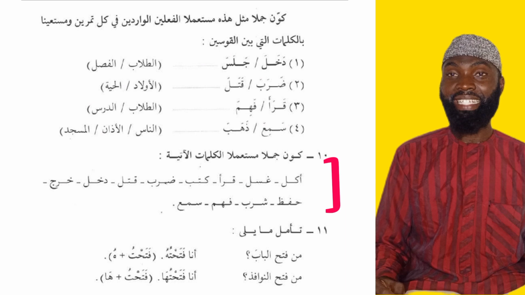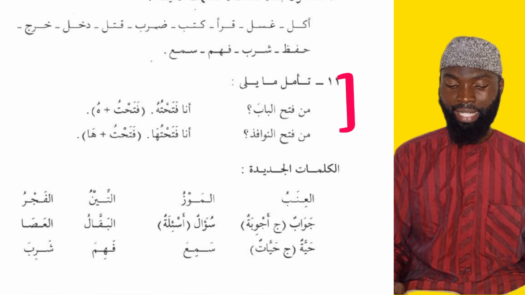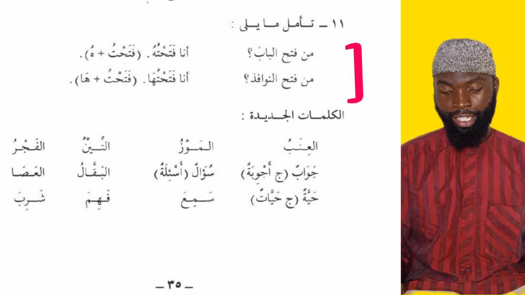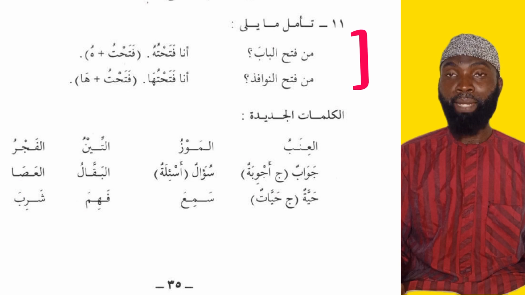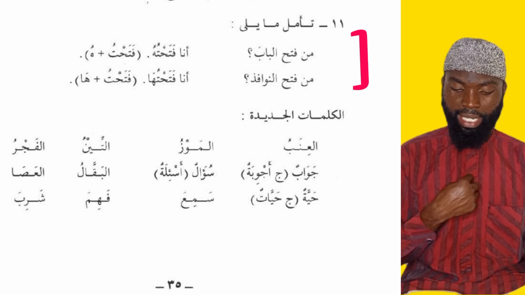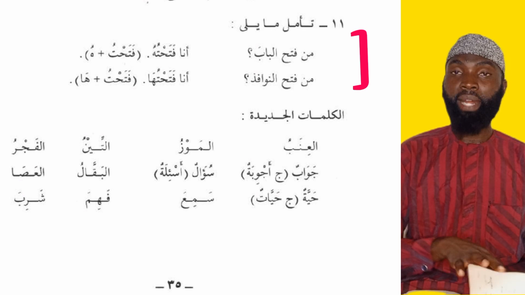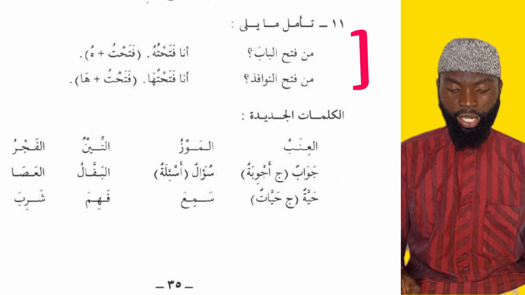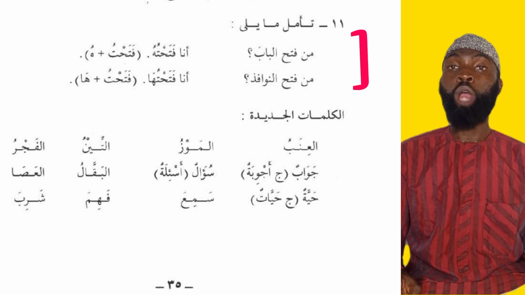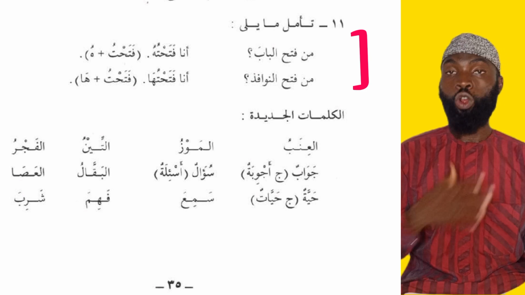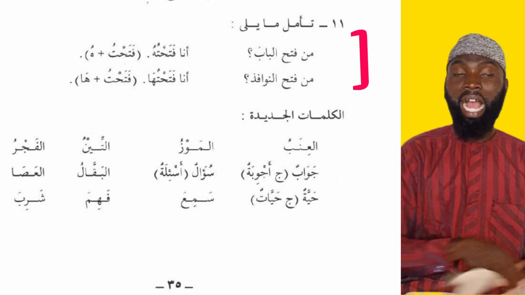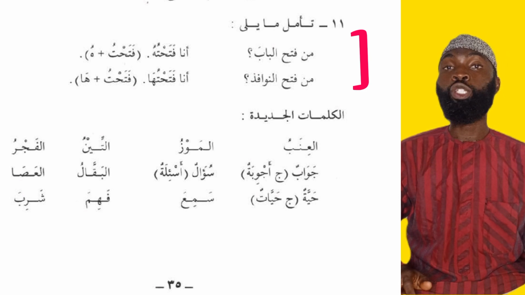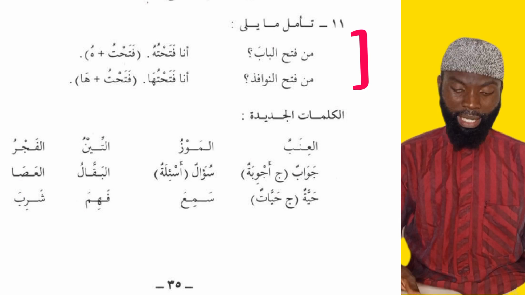Coming to the last exercise, number 11, the instruction says "ta'ammal al-mithal," ponder over the following. The first one we have man fatah al-baba, who opened the door, and we can see ana fatahtu, I opened it. In the bracket you can see fatahtu, I opened. Then man fatah al-nawafida, who opened the windows, you can see ana fatahtuha, I opened it. Fatahtu, I opened, then ha, it. So ha is used for feminine, while hu is used for masculine.